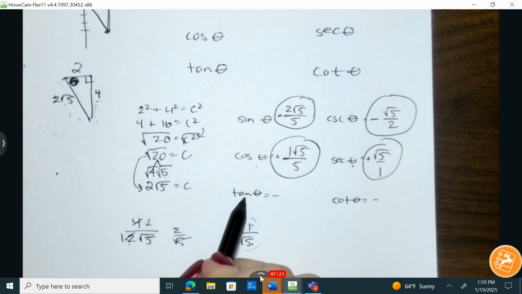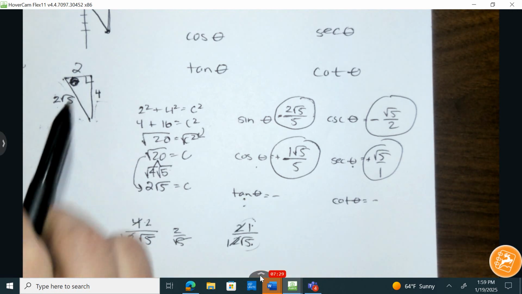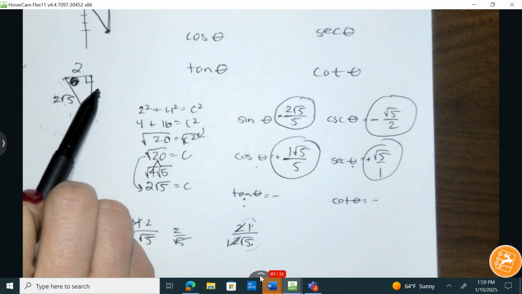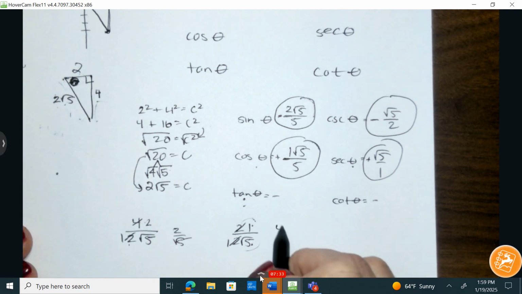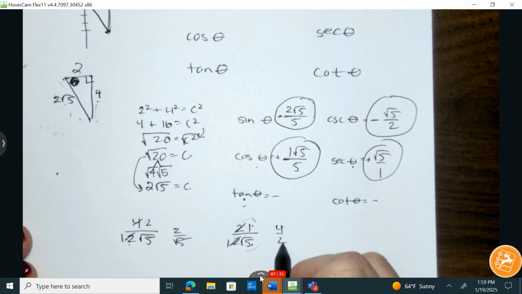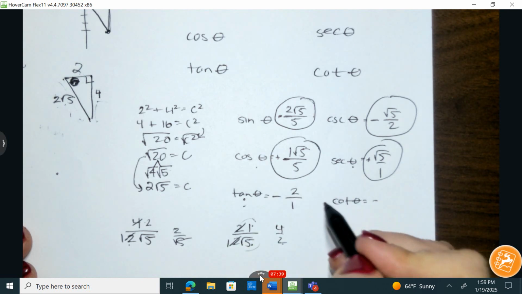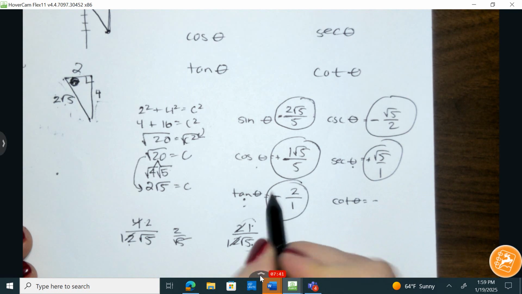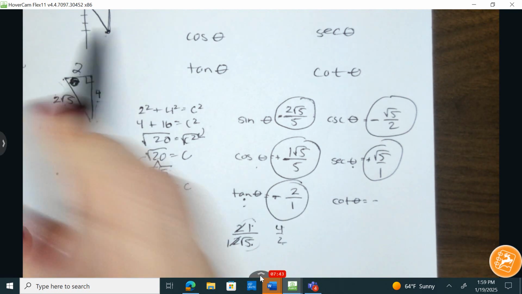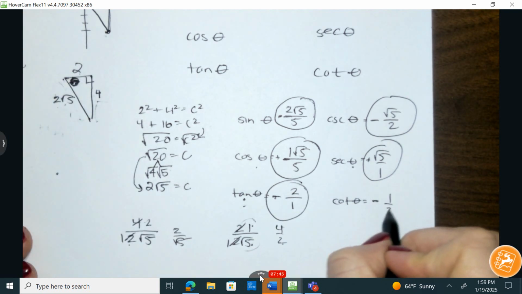Tangent. Yes, it's sine over cosine, but when we think about the ratios created by the lengths of 2 of the 3 sides, we can also look at an angle and simply do opposite over adjacent. So opposite over adjacent would be 4 over 2, which reduces to just 2 over 1, or simply 2. We can see the negative sign because we know it lands in quadrant 4, and the reciprocal would be negative 1/2.